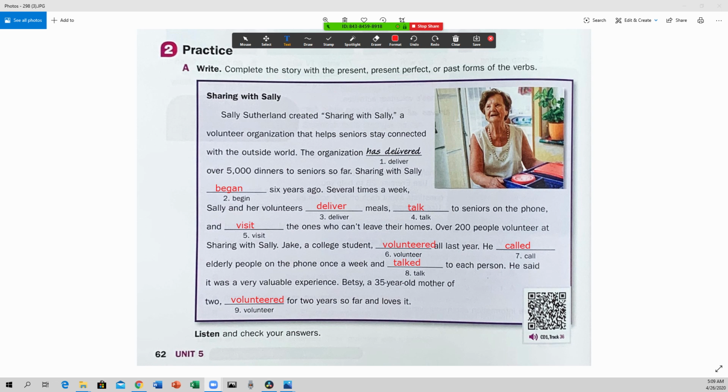Sharing with Sally. Sally Sutherland created Sharing with Sally, a volunteer organization that helps seniors stay connected with the outside world. The organization has delivered over 5,000 dinners to seniors so far. Sharing with Sally began 6 years ago. Several times a week, Sally and her volunteers deliver meals, talk to seniors on the phone, and visit the ones who can't leave their homes. Over 200 people volunteer at Sharing with Sally. Jake, a college student, volunteered all last year. He called elderly people on the phone once a week and talked to each person. He said it was a very valuable experience. Betsy, a 35-year-old mother of 2, has volunteered for 2 years so far and loves it.